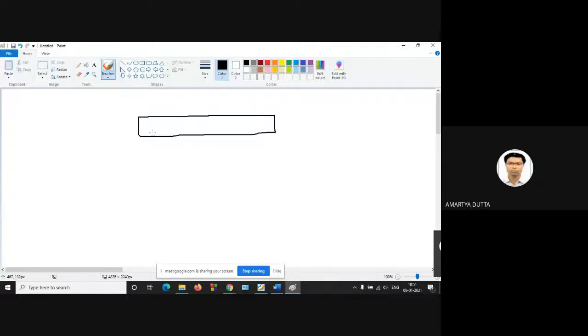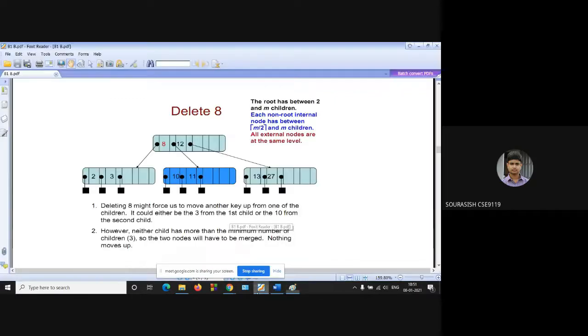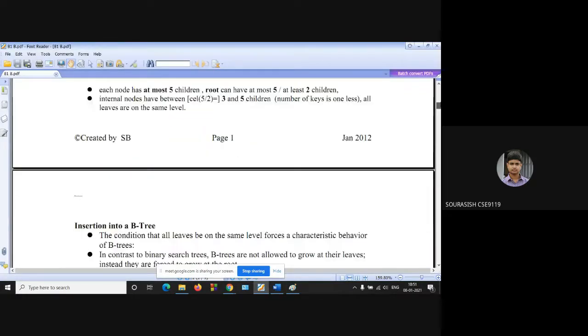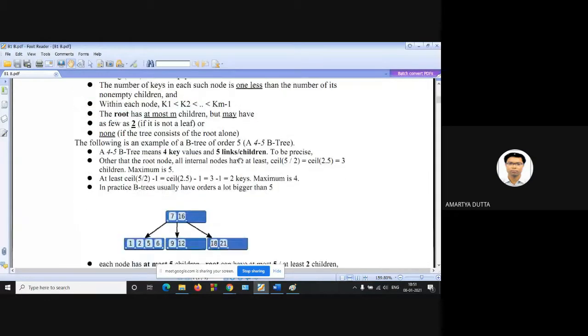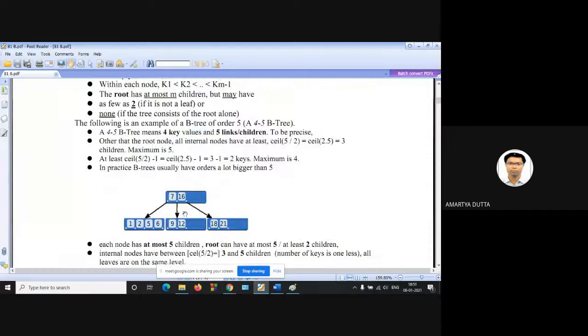So m is equal to 5. What do you mean by m is equal to 5? It means five children and four keys. Here the value of m is 5, so 4 keys will be there and there will be a total of 5 children.